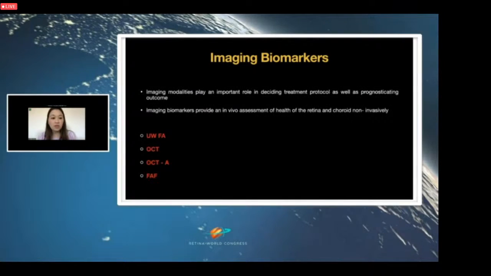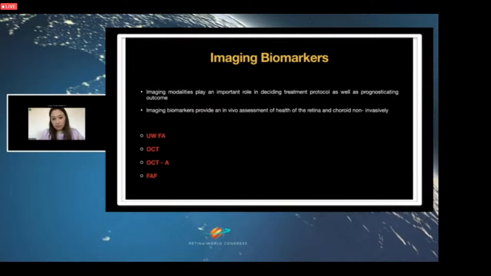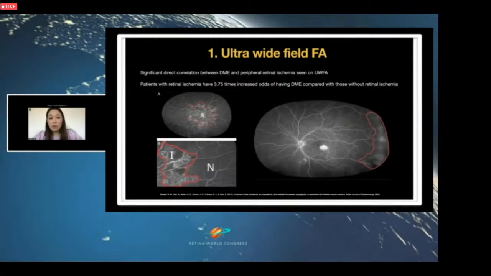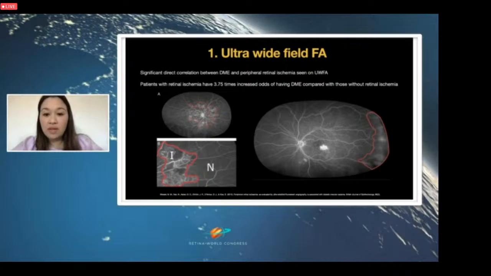So we know that imaging modalities play an important role in deciding treatment protocol as well as for prognosticating outcomes. And imaging biomarkers provide an in vivo assessment of health of the retina and choroid in a non-invasive way. So today I'm going to talk about ultra-wide field fluorescein angiography, OCT, OCTA, and fundus autofluorescence. So to start, ultra-wide field fluorescein angiography means that we can see more than 100 degrees of the retina. Usually with the machines that we have now, we can see 200 degrees of the retina, which means 82% of the retina.